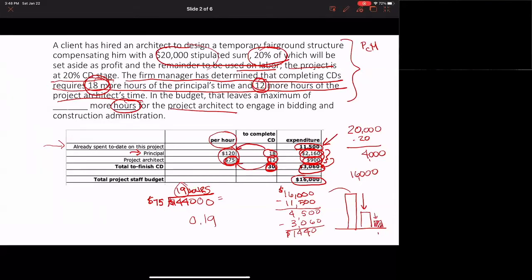Wait a minute, 0.19 hours to finish a project? That sounds ridiculous. To go through construction administration, to spend like 10 minutes on construction administration. Now, if this seems fuzzy, if you're like, well, how do you know that it's going to take 18 more hours of the principal's time and 12 more hours of the project architect's time to finish? And by the way, what if we need more than 19? What if we need more than 19 hours at the end for bidding and construction administration? Don't we provide that?